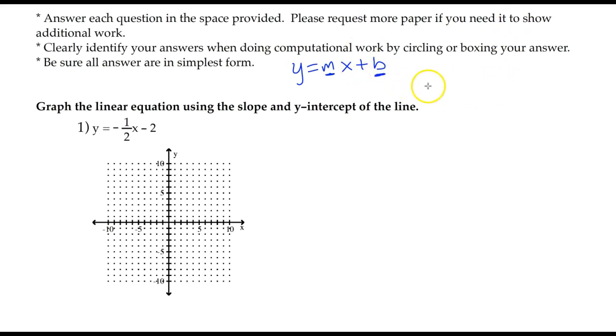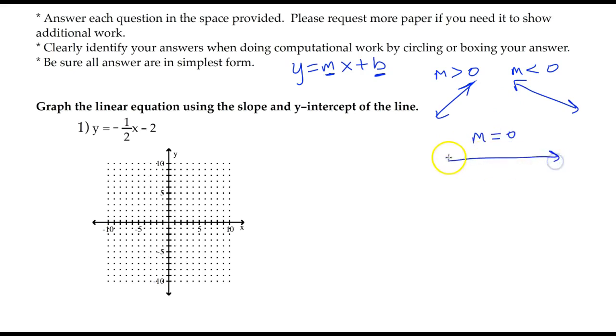The slope is how the line inclines. If a slope is positive, then it goes up from left to right. If a slope is negative, then it goes down from left to right. If the slope is 0, then this is a flat line, or what we call a horizontal line. And if the slope is undefined, or sometimes we say infinite, then that is a vertical line.